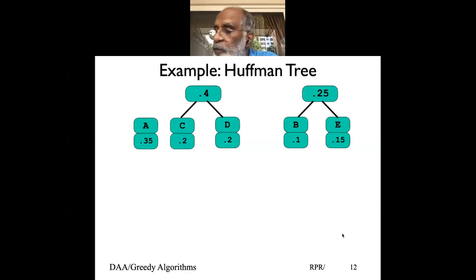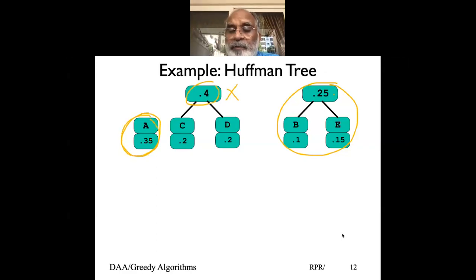No. So the lowest weight is the BE with a weight of 0.25, and not CD, A. Look, weight of A is 0.35, weight of BE is 0.25, weight of CD is 0.4. So 0.4 has a higher weight compared to the others. So my two trees with the lowest weight are A and BE. I'll use them to combine, and this is what I will do.